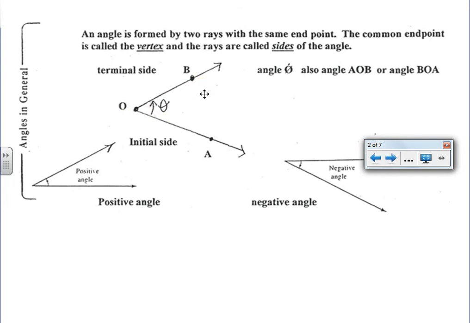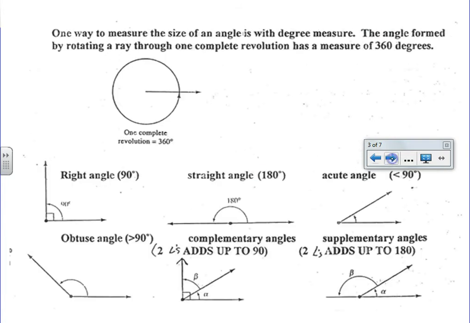Remember, we can name angles, in that case either BOA or AOB, as long as the vertex is always in the middle. Now for our trig class, we're going to refer to angles that measure in the counterclockwise direction as a positive angle, and if they measure in the negative direction, if they go in the clockwise direction, that's a negative angle. So some more vocabulary is how we're measuring within the degree unit.